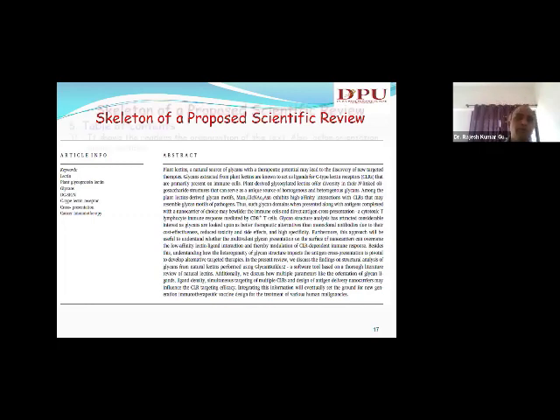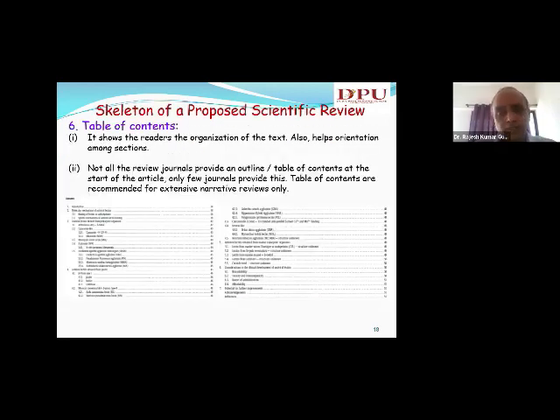Now coming to the table of contents. Some of the journals ask for it, but some don't, and mostly they don't. It shows the readers the organization of the text and also helps orientation amongst sections. Not all review journals provide an outline or table of contents at the start of the article. Only a few journals provide this. Tables of contents are recommended for extensive narrative reviews only.